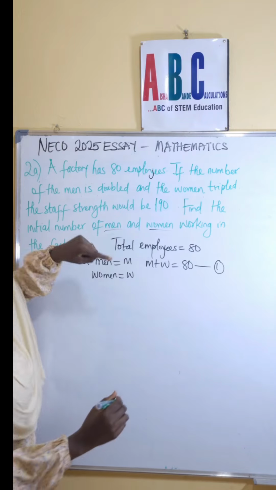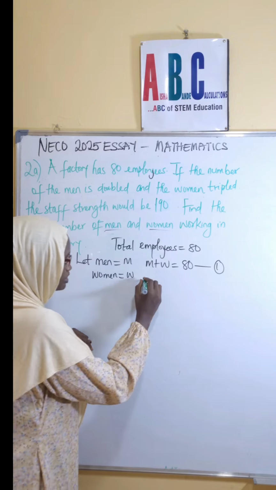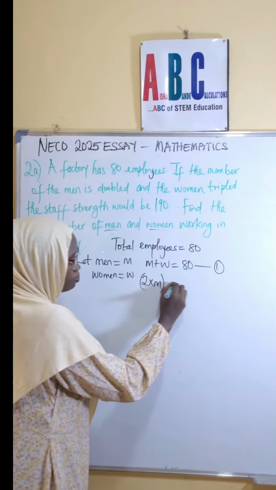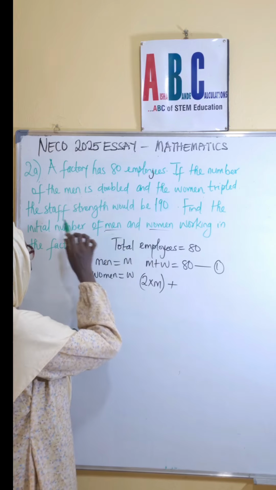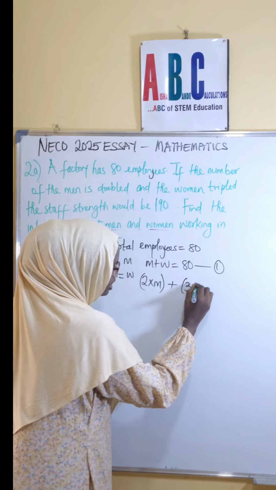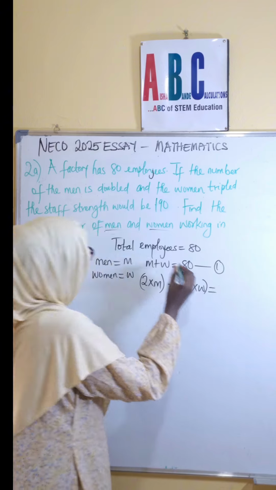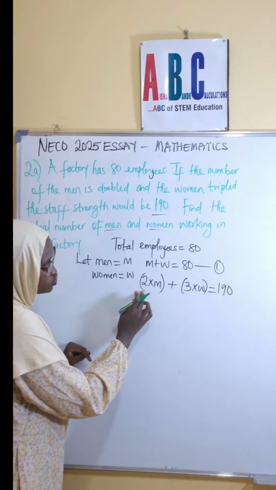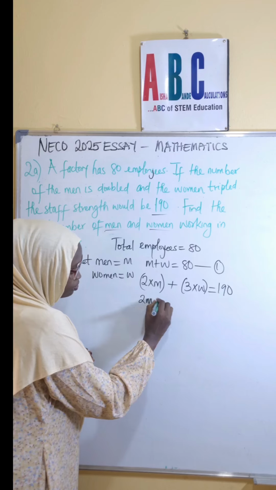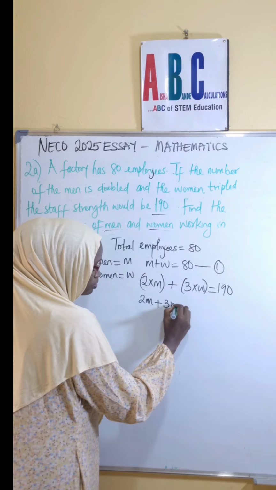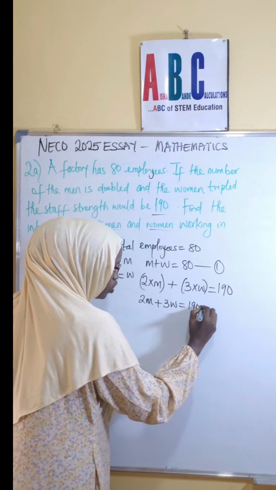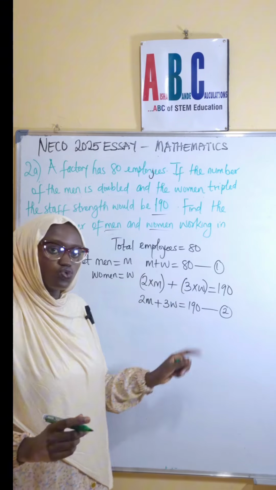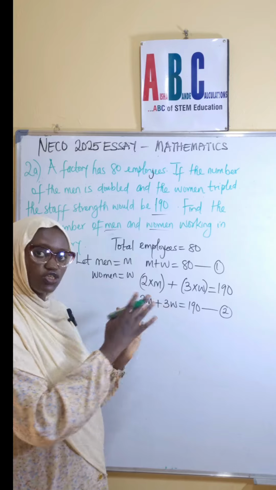Let's go to the second statement which says if the men is doubled, that means 2 times the men, plus the women tripled, that is 3 times the women, we get a total of 190, right? So this means 2 times M gives us 2M plus 3 times W gives us 3W is equal to 190. So we call this equation 2. So now we have two equations, equation 1 and 2, with 2 unknowns. So this is a simultaneous equation.